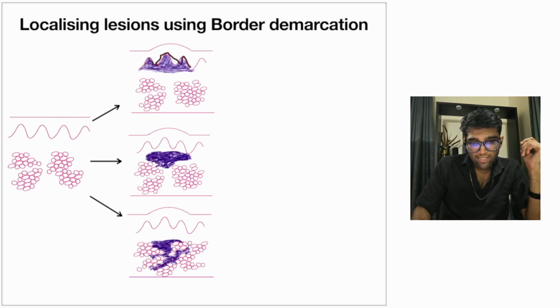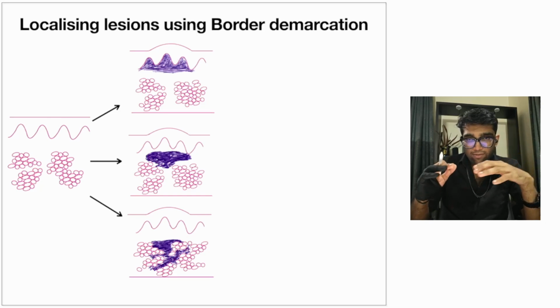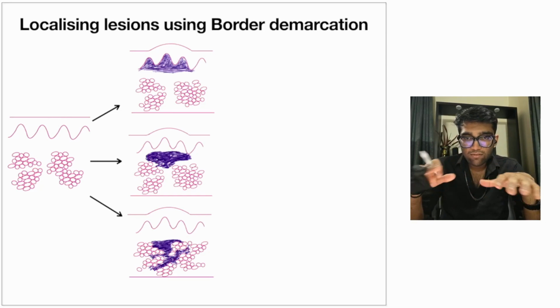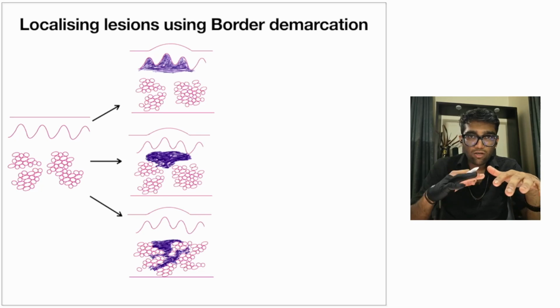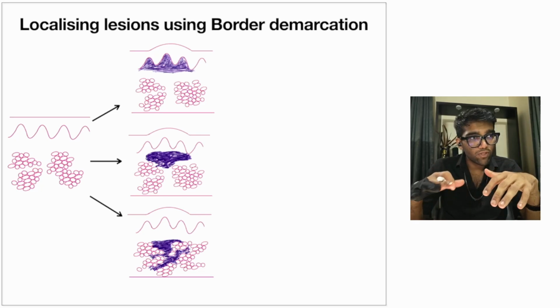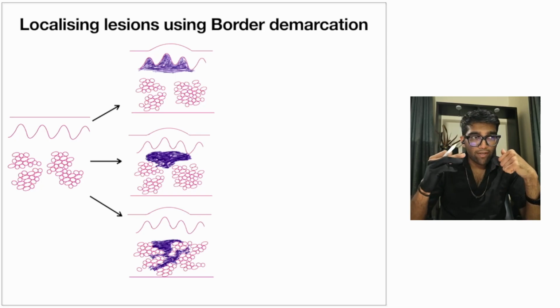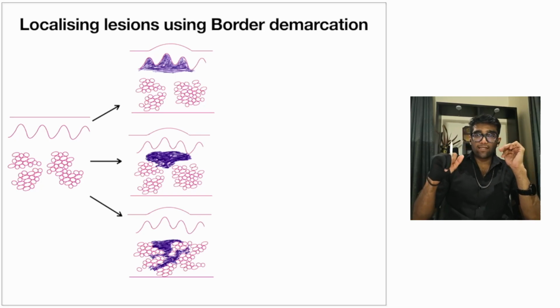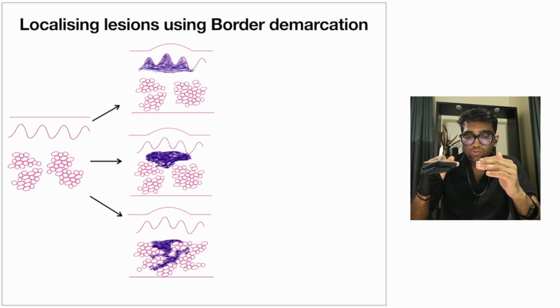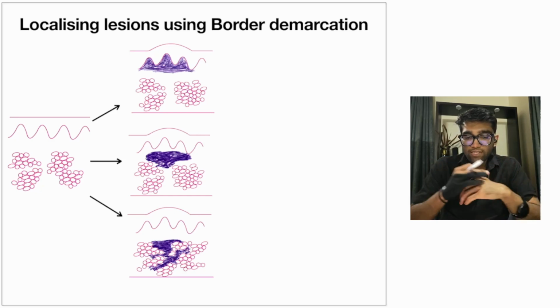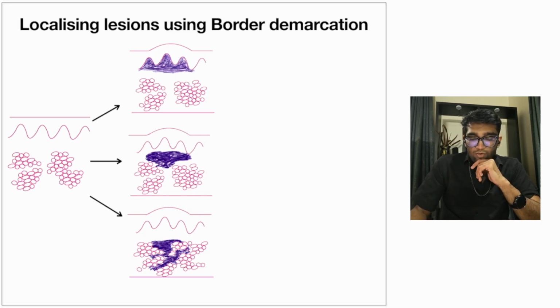If you place bed sheets over a coin, the more bed sheets you place over the coin, the less well you can appreciate the borders of the coin. So that principle applies here. The more layers that are superficial to the lesion, the less well defined is the border of the lesion. So let's see how that works out.